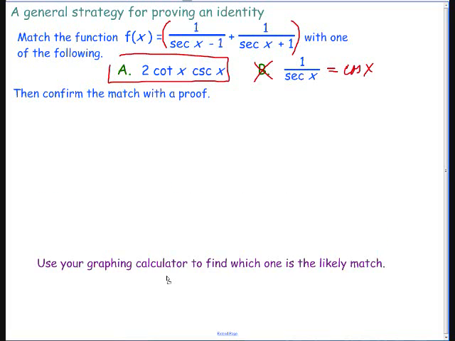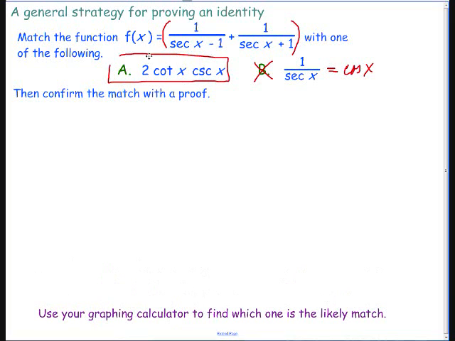We use the graphing calculator to see which one was likely. We say this one's likely. Doesn't mean it is the one. No, we have to prove it. Okay, so we're going to start with the more difficult side. And one of the things we're going to want to do is get a common denominator.